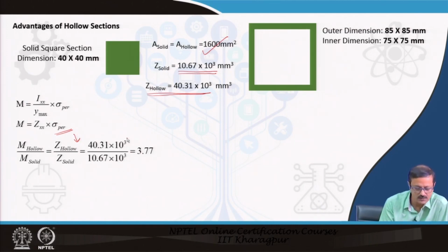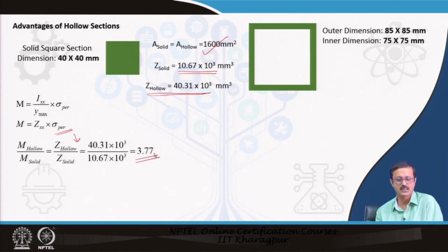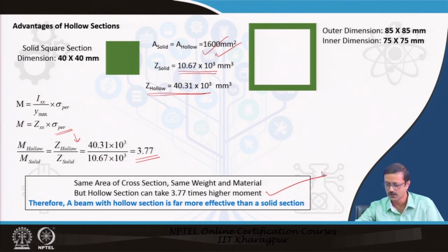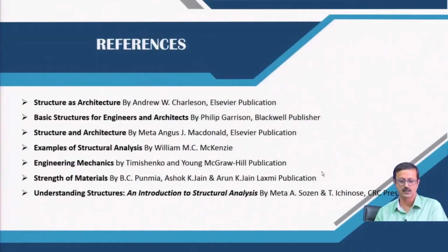So the ratio of that gives me 3.77. So I must say that the hollow is 3.77 times better than the solid from the strength point of view, but in both cases you are consuming the same amount of material. So, the same cross-section area, same weight, same material, but the hollow section can take 3.77 times higher moment. Therefore, the beam with hollow section is far more effective than a solid section. So, that is one of the concluding things we have understood.